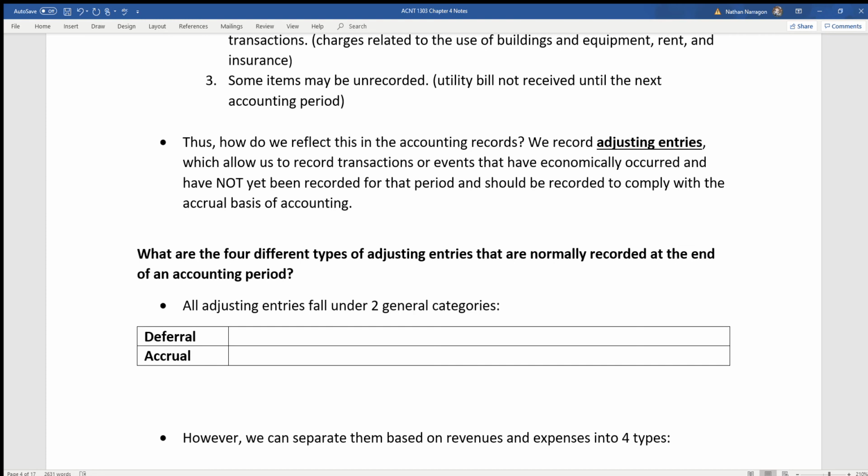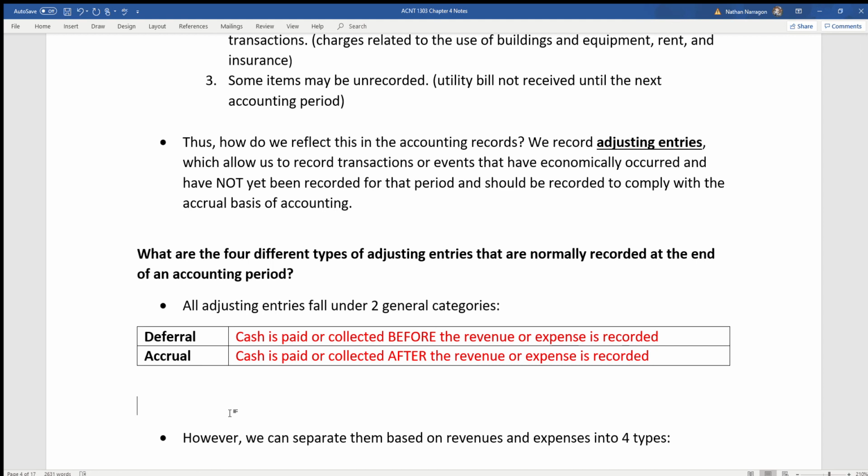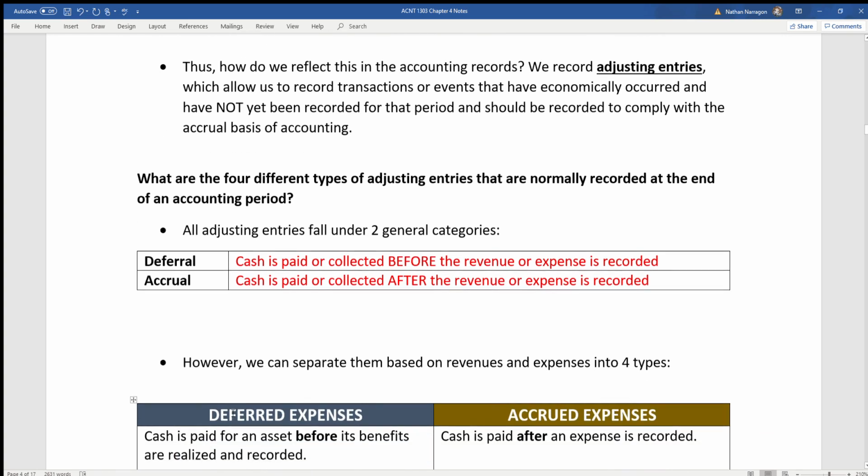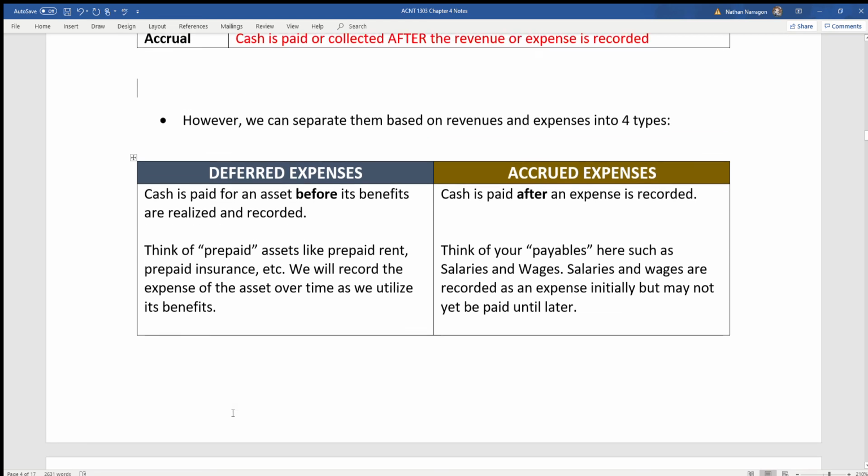And the way that we have adjusting entries is that we usually have two general categories. One is known as deferral, and deferral is basically cash is paid or collected before the revenue or expense is recorded. And then we have accrual, which is like the opposite. Basically, cash is paid or collected after the revenue or expense is recorded. And then we can separate it into four types, which happens to fall into two pages.